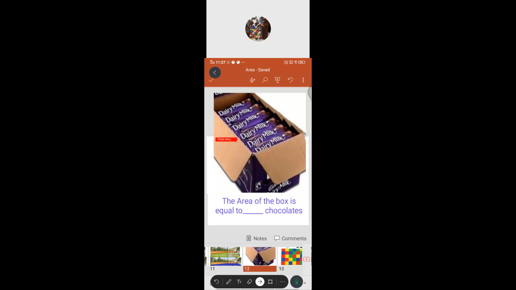Now, if you see the box, how many surfaces are used to cover the entire surface of the box? Tell me how many surfaces there are. 1, 2, 3, 4, 5, as well as 6. Then the area of the box is equal to... How many chocolates have we calculated now?